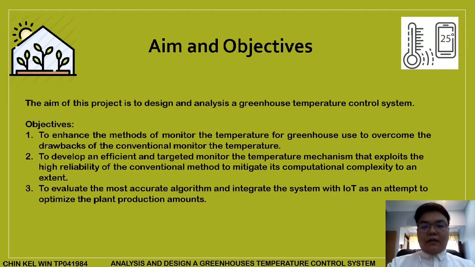Here we have the aim and objectives for this title. The aim of this project is to design and analyze a greenhouse temperature control system. The first objective requires students to enhance the conventional control systems done by researchers, improve their work, and overcome the drawbacks of those systems. The second objective requires students to develop an efficient and targeted temperature monitoring mechanism and computerize the temperature data received from the greenhouse. The last objective requires students to evaluate the most accurate algorithm and integrate the system with IoT.